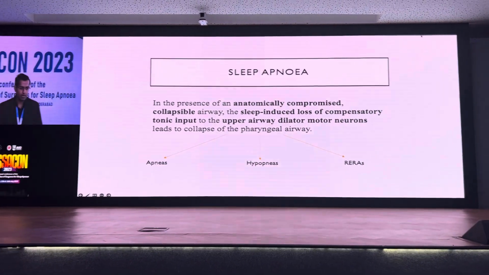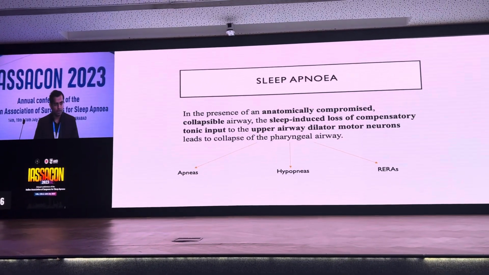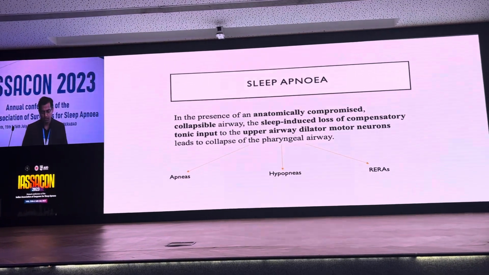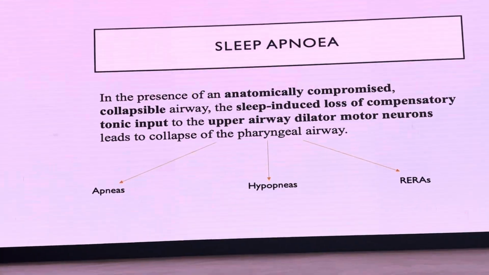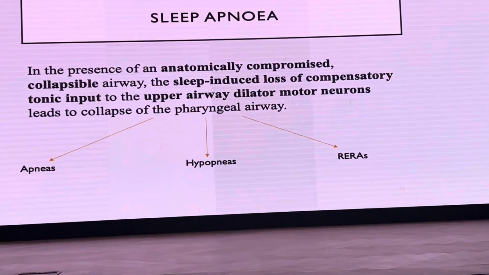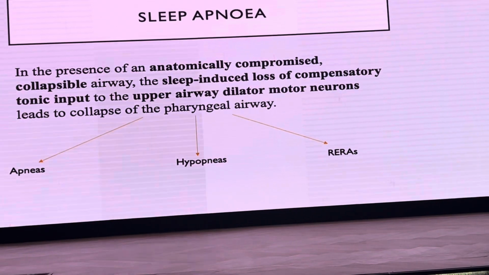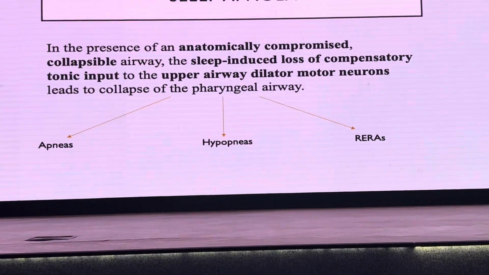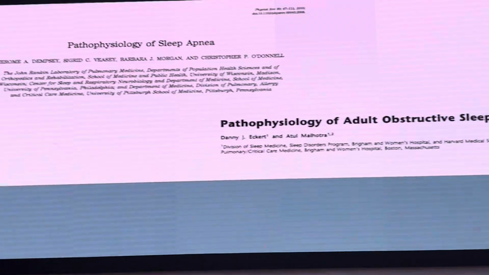First of all, I would like to reiterate this definition of sleep apnea. I am sure most of you have read this definition multiple times in the past, but I would like you to dissect it word by word here. In the presence of an anatomically compromised collapsible airway, the sleep-induced loss of compensatory tonic input to the upper airway dilator motor neurons leads to collapse of the pharyngeal airway. In the further talk, I'll be dissecting out each and every word of this definition, and that's what this whole 13-minute talk will be about.